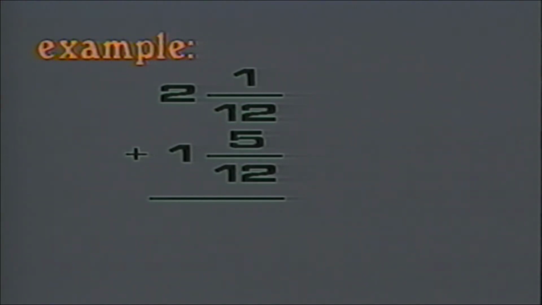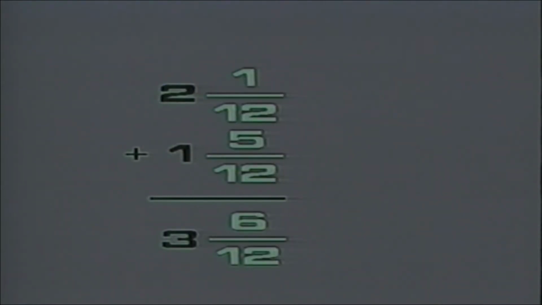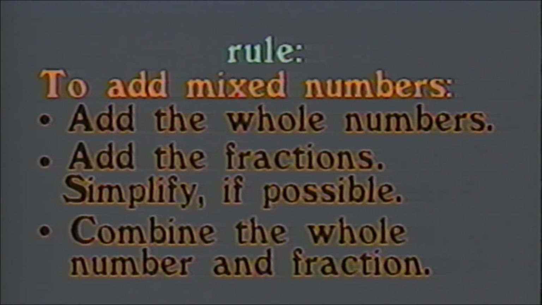We can add the whole numbers 2 and 1 to get 3. Then add the fractions 1/12 and 5/12. That's 6/12, which reduces to 1/2. The answer is 3½ dozen donuts. That's easy enough. To add mixed numbers, add the whole numbers, then add the fractions. Then simplify if possible. Combine the results.